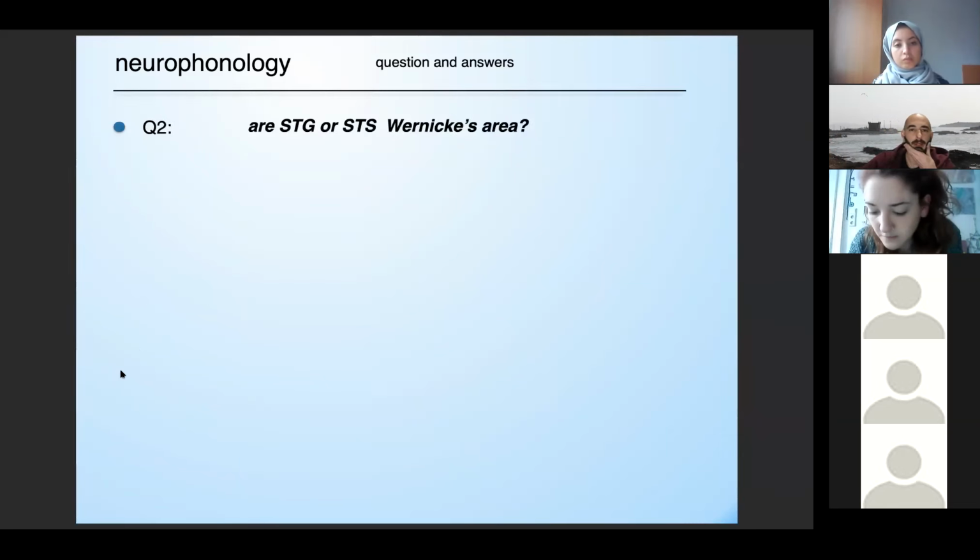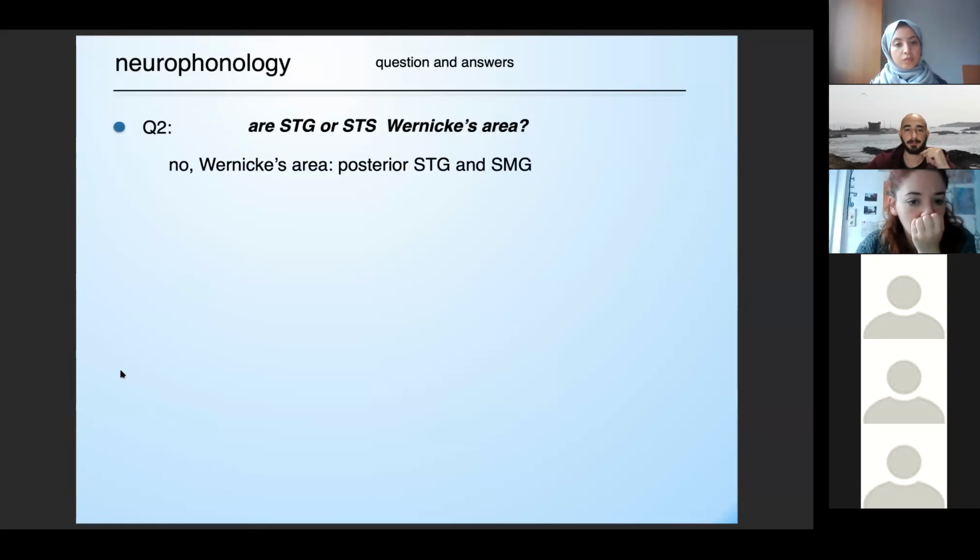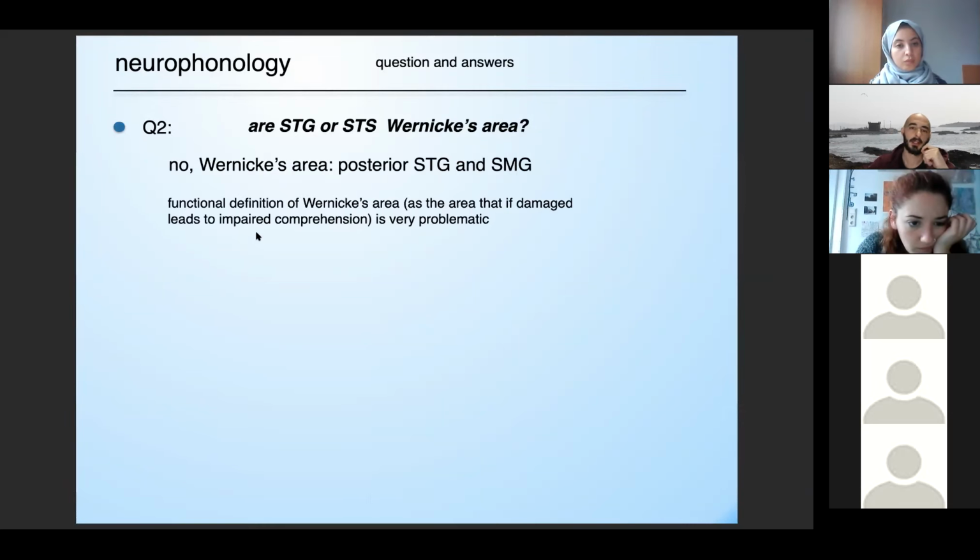Nice. Right. Are STG or STS Wernicke's area, right? I told you before that the activation of the Ding et al. study was sort of encompassing Broca's area and Wernicke's area. Some neuroscientists would even get mad at me because I used the terminology Wernicke's area, right? So, for instance, Binder. So, no, Wernicke's area is only posterior STG and superior marginal gyrus. Right. So I told you already, the functional definition of Wernicke's area is very problematic.